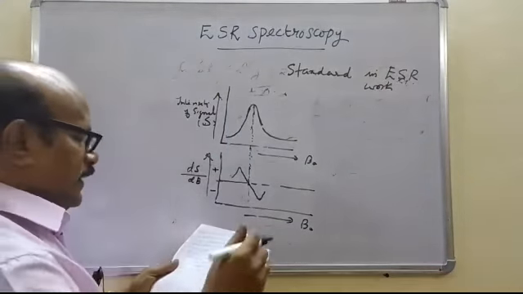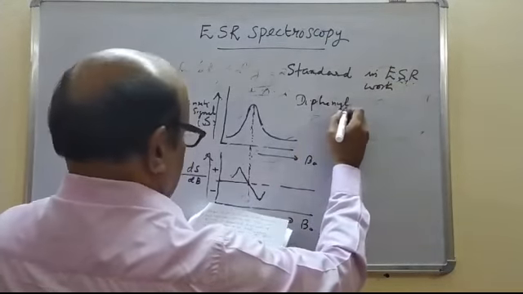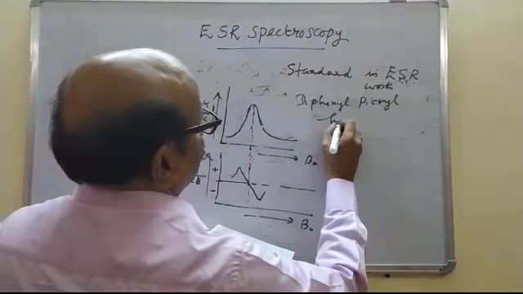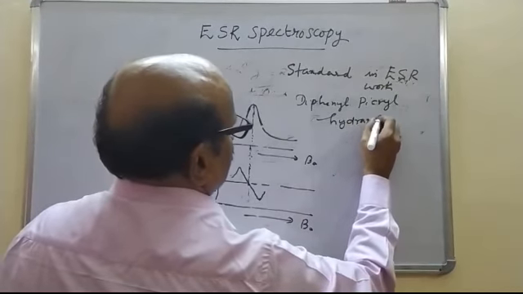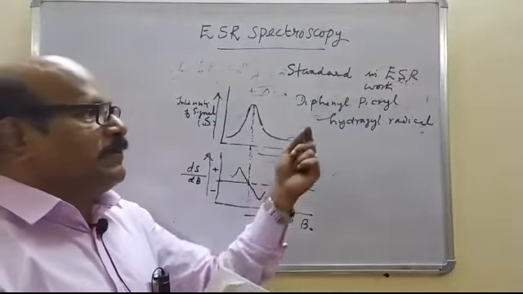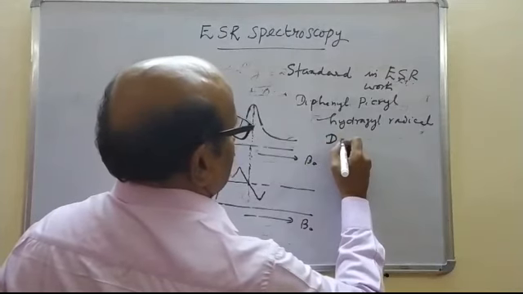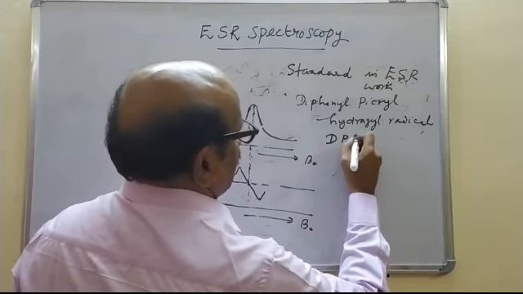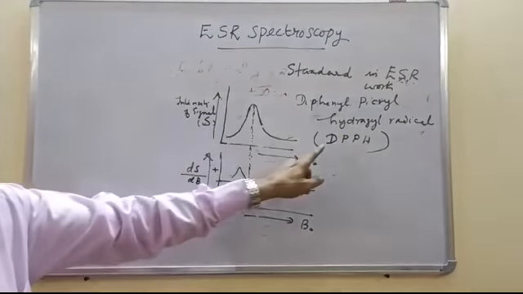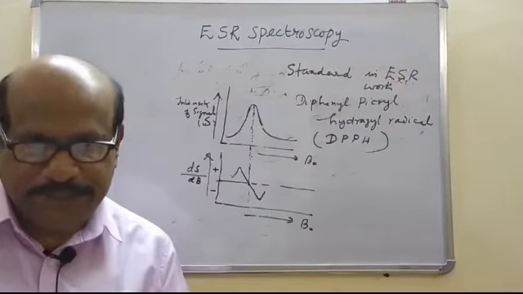diphenyl picryl hydrazine radical. So this is the standard paramagnetic compound used, diphenyl picryl hydrazine radical, abbreviated DPPH. DPPH is a standard used in ESR spectra.